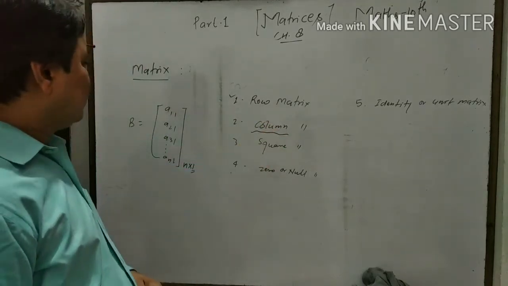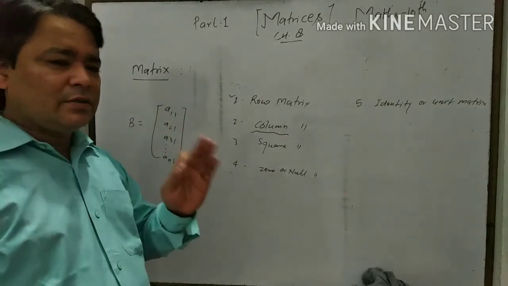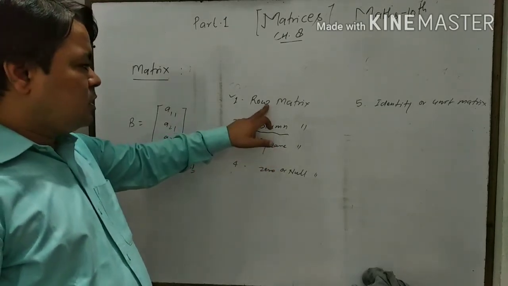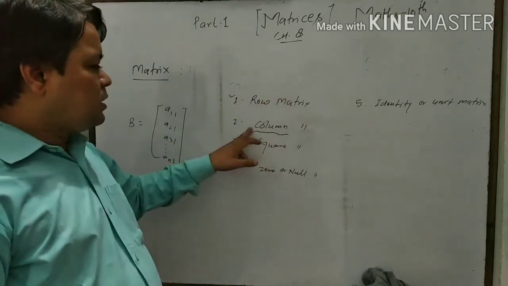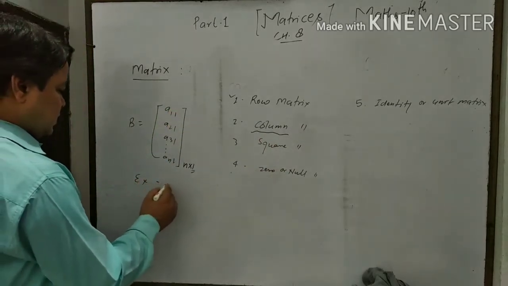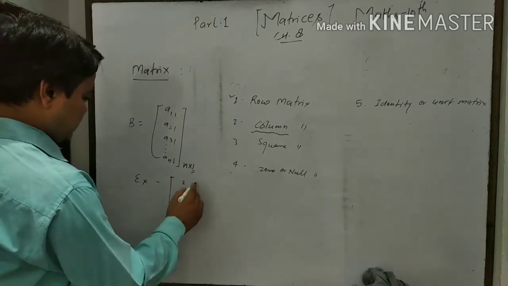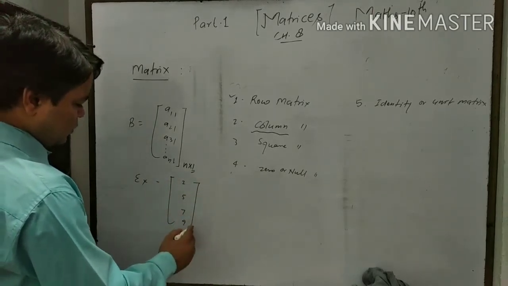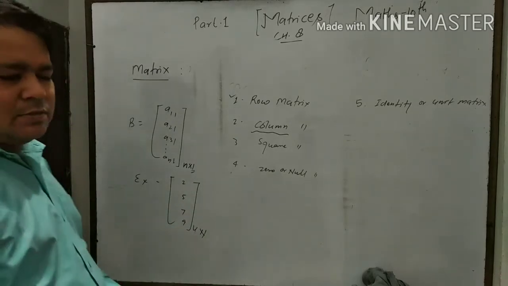In a column matrix there is only 1 column, but no fixed number of rows. In the row matrix, the number of rows will be 1. In the column matrix, the number of columns will be 1. Example, here we can write 2, 5, 7, 9. How many rows? First row, second row, third row, fourth row. And the number of columns is 1. 4 by 1 is the order of this matrix.